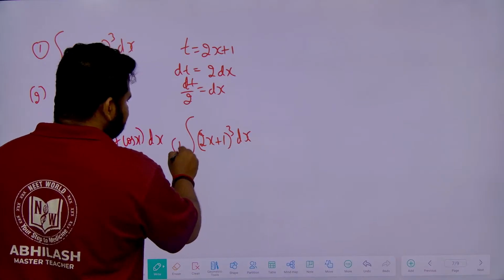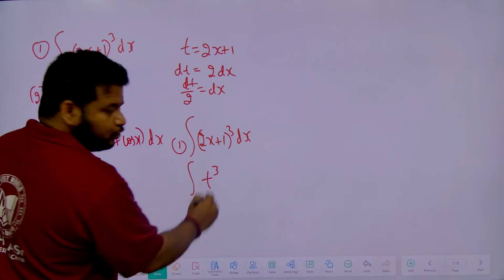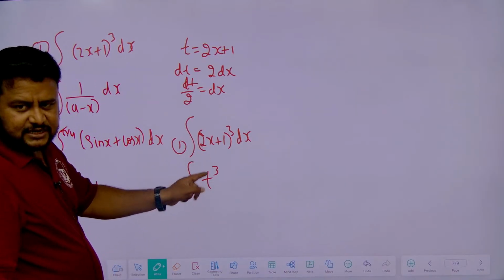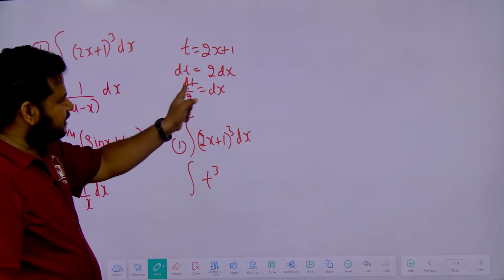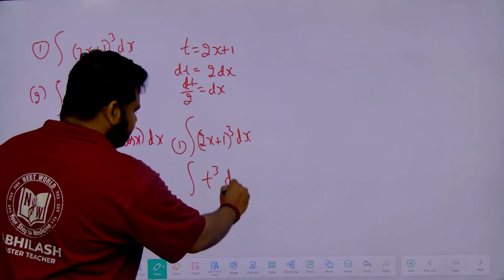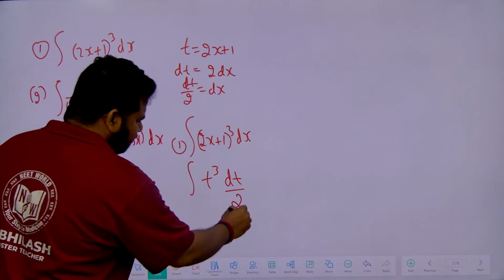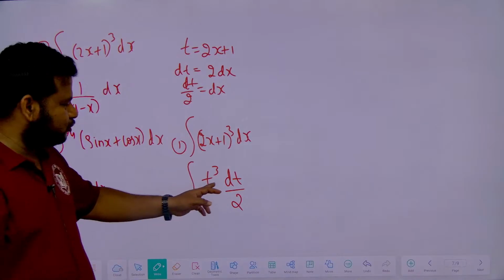Now take up this question, integral of (2x plus 1) whole cube dx. What did I tell you? 2x plus 1, we will take it as t. So this will become t cube. Dx is dt by 2. So I will write dt by 2 here. I have to integrate this t cube with respect to t.